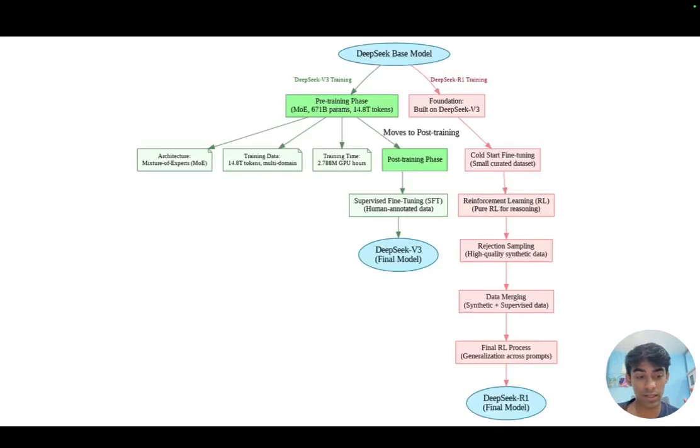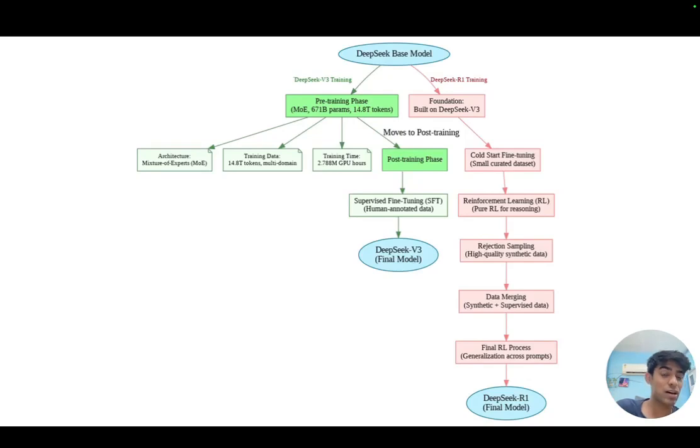So the first thing is that we had this DeepSeek base model, right? We then trained DeepSeek V3 using a pre-training phase with 671 billion parameters. We had a lot of new things in that, the MoE architecture, the multi-token prediction, right? The architecture was simply MoE, the training data was around 14.8 trillion tokens, and the training time was 2.788 million GPU hours. Post training we had simple SFT, nothing much different, and we got the DeepSeek V3 final model.